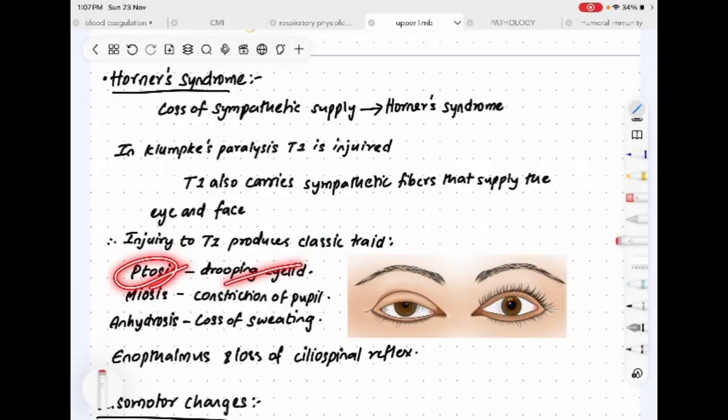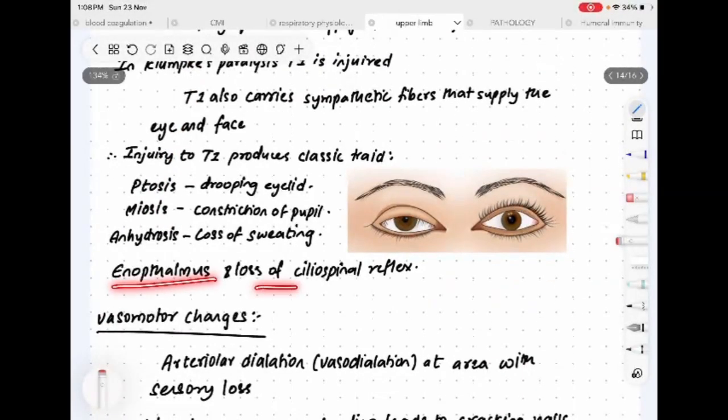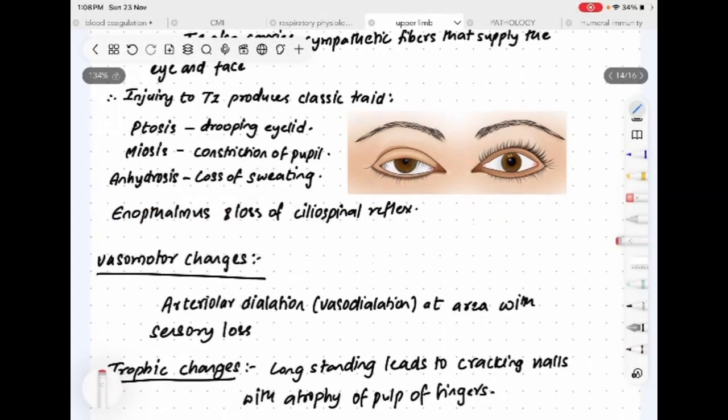Now what is ptosis? Drooping eyelid. Miosis is constriction of the pupil. Anhidrosis is loss of sweating. Because of the injury to T1, there will be ptosis, miosis and anhidrosis, which leads to Horner syndrome in Klumpke's paralysis. Enophthalmos and loss of the ciliospinal reflex are also seen. Enophthalmos is the shrunken eyeball.